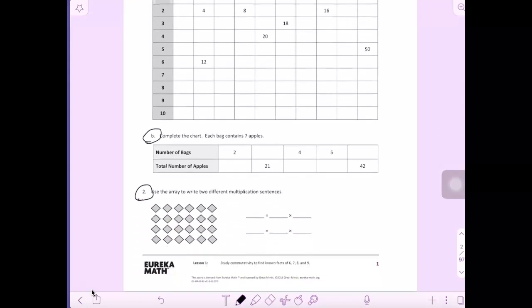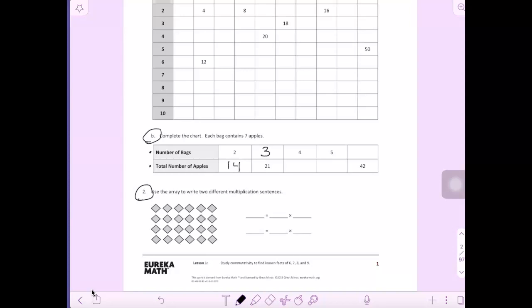And 1B says complete the chart. Each bag contains 7 apples. So we have number of bags and the total number of apples in each bag. So they've already told us that each bag contains 7 apples. So one bag would have 7 apples. 2 bags would have 14 apples. And we can think to ourselves, because we're doing multiplication, 2 times 7 equals 14. So we're going to fill in our chart here.